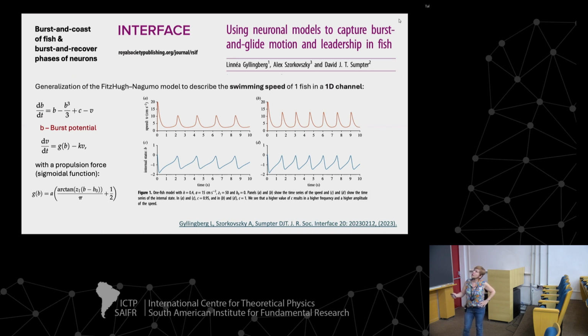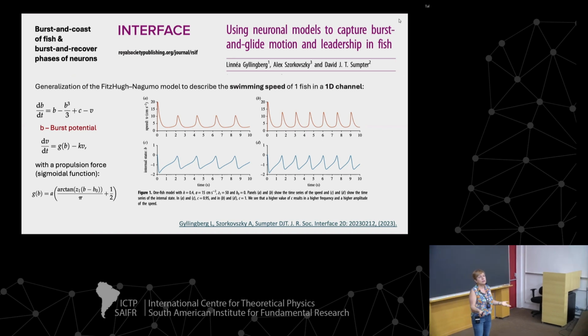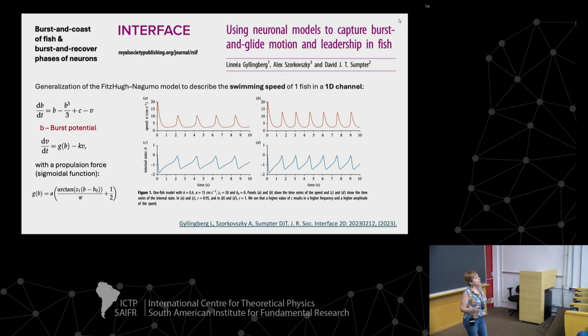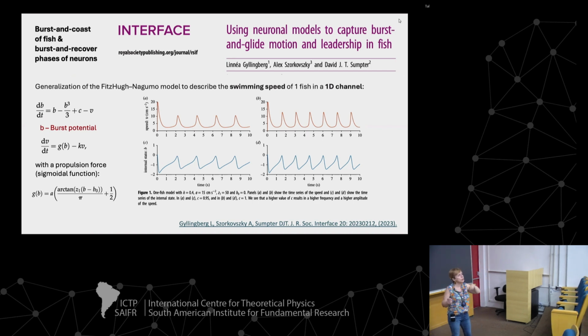And they have published this paper in the Journal of the Royal Society, in which they propose to combine neuronal dynamics, what happens really in the brain of fish, with what they actually exhibit as a signature of their motion. So in order to explain this synchronization of their speed variations, they propose that there is some sort of burstiness potential inside them, which will be similar to the membrane potential that neurons actually use. And then there is this slow recovery function here for fish to explain the behavior. This is the behavior of a single fish, just one fish, trying to reproduce what's going on in order for it to actually show this burst and coast behavior.